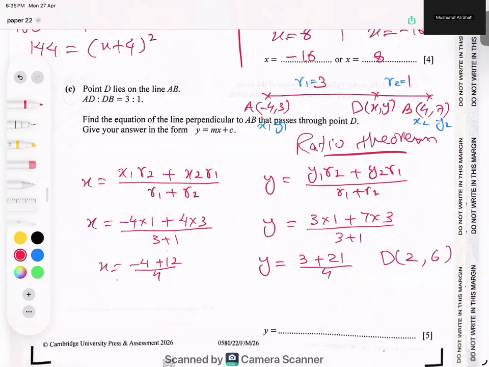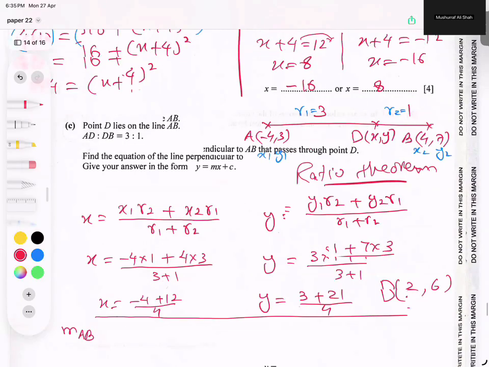Now I can go for the equation of the perpendicular bisector to AB. So let's start, students. Okay, concept. Get ready, please. First of all, I will go for the AB gradient. What is the AB gradient, students? Because I said perpendicular to AB, so let's go for the AB gradient.